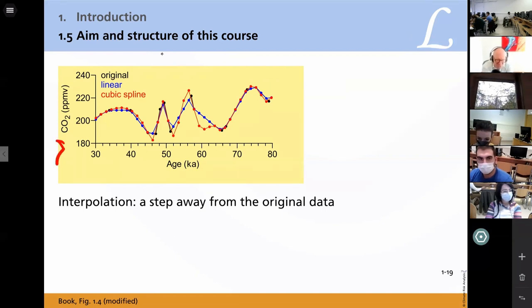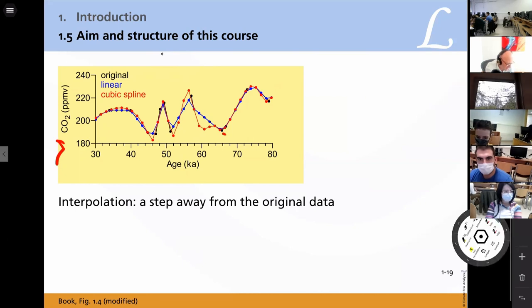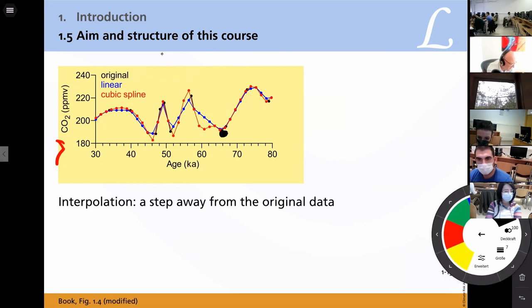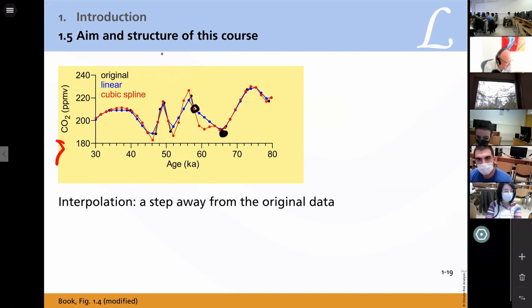And here again is the Vostok CO2 record. Now we make a zoom on the interval from 30 to 80,000 years before present. And the original data points are in black. One point is here and the other is there. It is hidden behind the others.